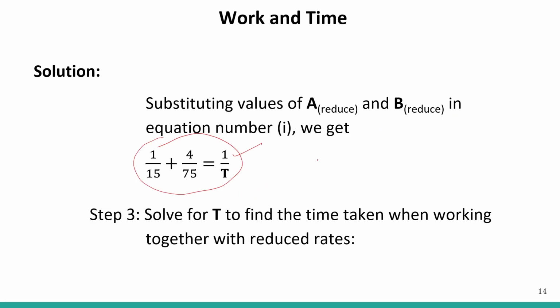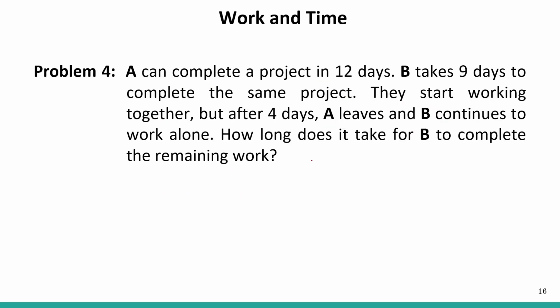Okay, so let's go forward with the next question. Let's see problem number 4. If A can complete a project in 12 days and B takes 9 days to complete the same project, they start working together. But after 4 days, A leaves and B continues to work alone. So how long will it take for B to complete the remaining work?